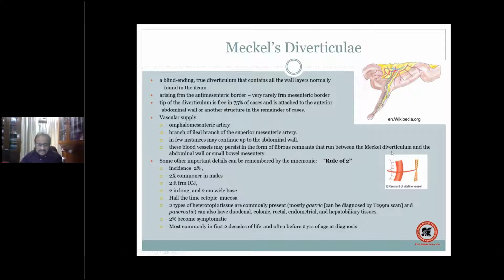Starting with the incidence, it is found in 2% of individuals, 2 times more common in males, 2 feet from the ileocecal junction, 2 inches long, and usually a 2 centimeter wide base. Half the time you get ectopic mucosa. And in this ectopic mucosa, 2 types of ectopic tissue are very commonly present, mostly gastric, which can be diagnosed by a technetium scan, and pancreatic tissue. So you can have gastric tissue or pancreatic tissue, again the rule of 2.